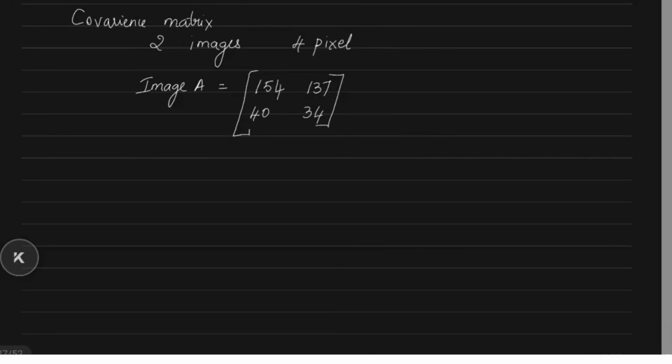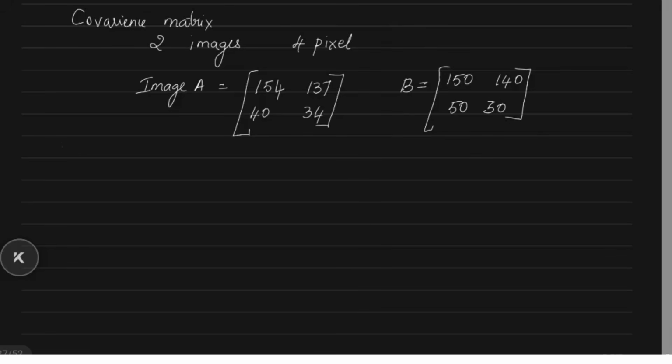Suppose we have two images, and each image has a size of 4 pixels. I'm going to name them image A and image B. For image A, I have 4 pixel values, a very small image. This is how the pixel values are represented in the form of a matrix for image A. Likewise for B, the pixel values would be as shown. So here I have two images with 4 pixel values, and with this data we are going to construct a covariance matrix.